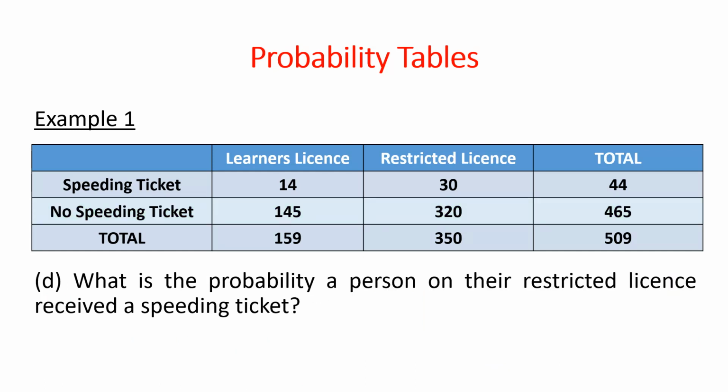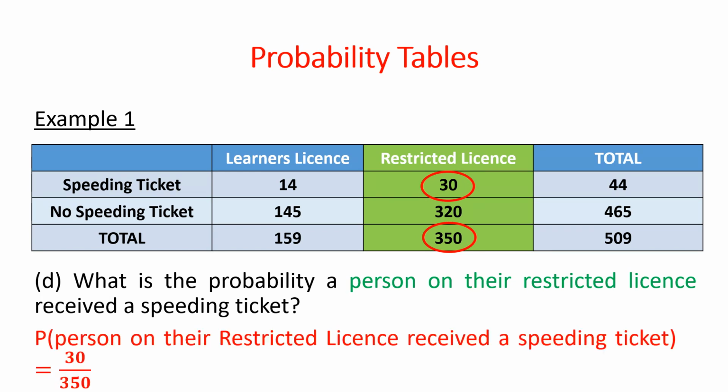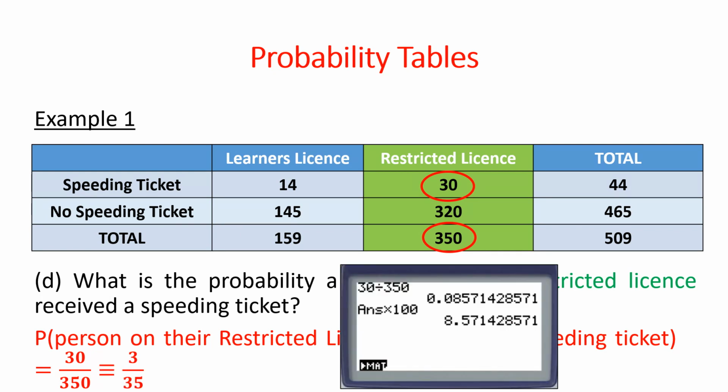Right, well, our final question, just to make sure you've really got the hang of these things. What is the probability a person on their restricted license received a speeding ticket? Similar to one we've just done earlier. So we're talking about conditional, a person on their restricted license. So we're zoning in on this part of the table, restricted license, and we want to know the probability they received a speeding ticket. So that's just going to be 30 out of 350. And again, you might choose to simplify it or convert it to a decimal or percentage if needed.